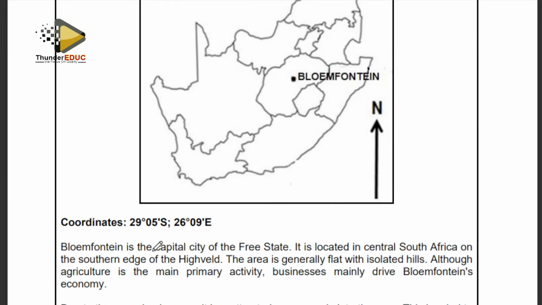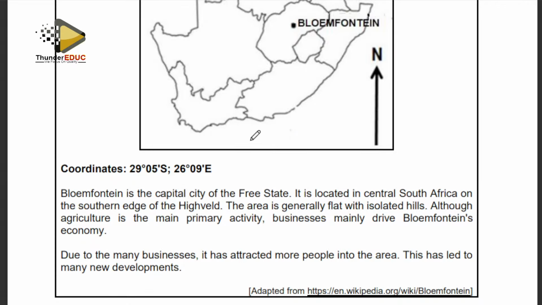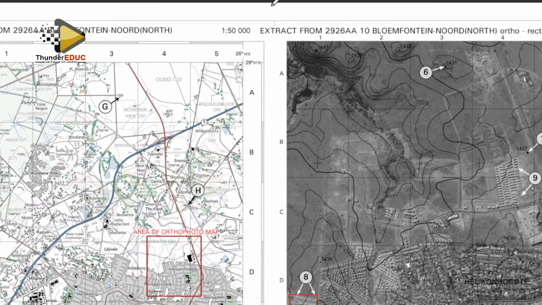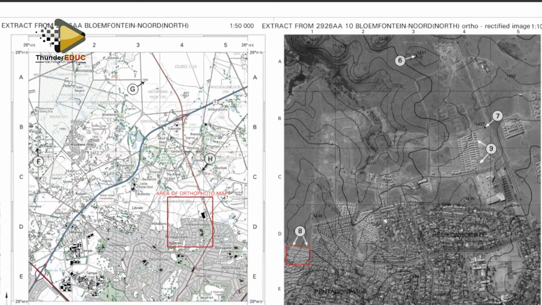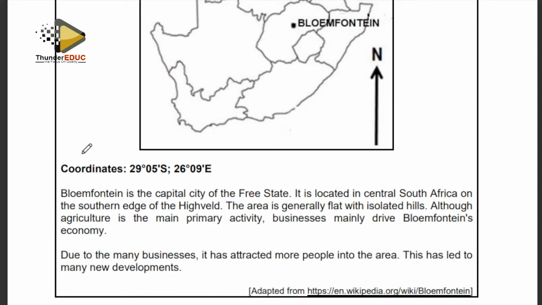Bloemfontein is here, Free State. Please don't go to the questions before you read this information here. Okay? Let us read the information that we need. Bloemfontein is the capital city of Free State. It is located in central South Africa on the southern edge of the Highveld. The area is generally flat with isolated hills. Although agriculture is the main primary activity, businesses mainly drive Bloemfontein's economy.